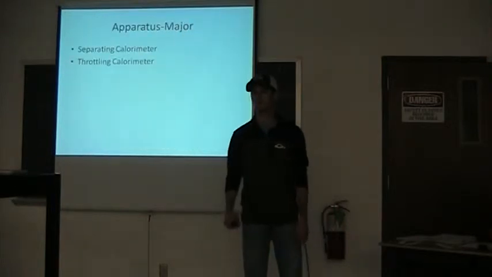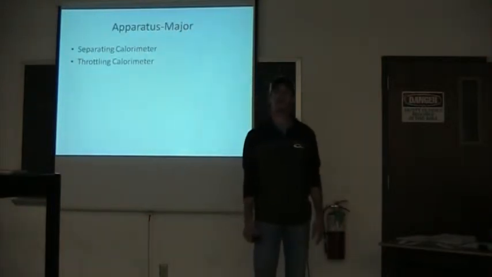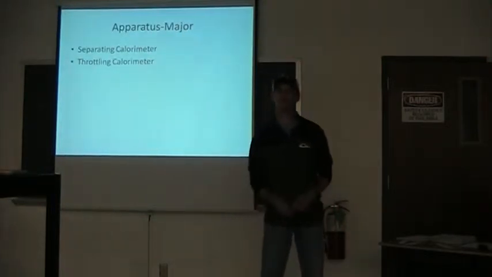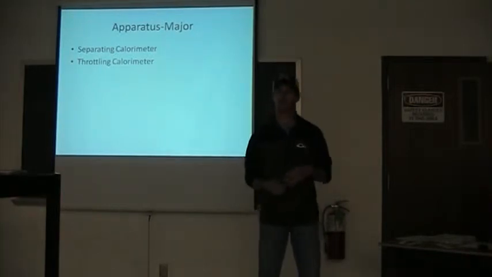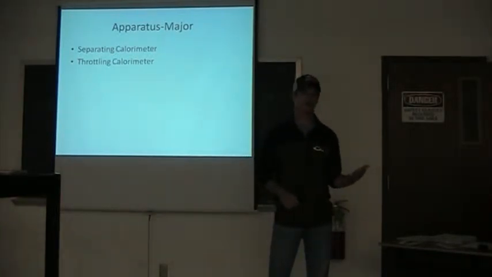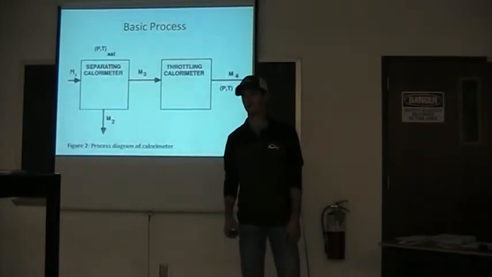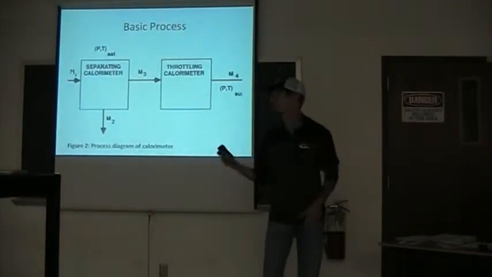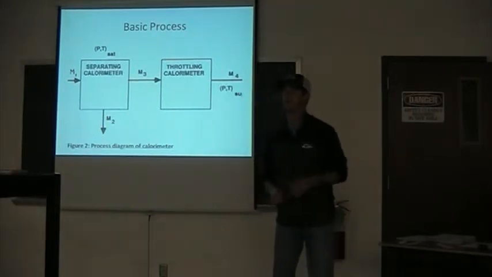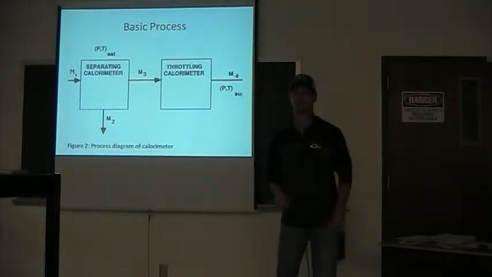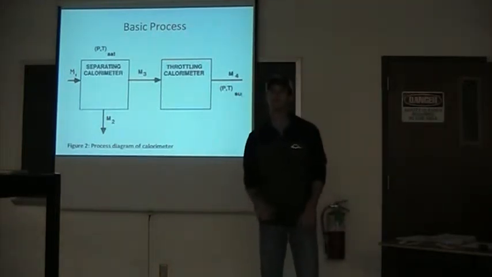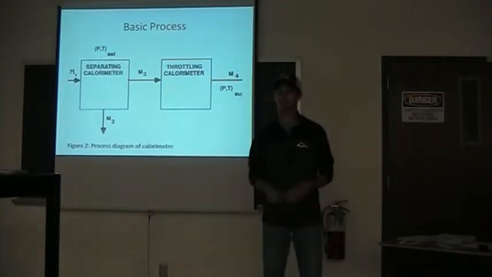You'll make more money. Now the basic apparatus of the steam calorimeter, there's two major parts to it. There's a separating calorimeter and the throttling calorimeter. The basic process is that M1 right here represents the mass flow rate of the two-phase mixture coming in. First it comes into the separating calorimeter. The separating calorimeter does just what it sounds like it does. It separates the vapor from the liquid.